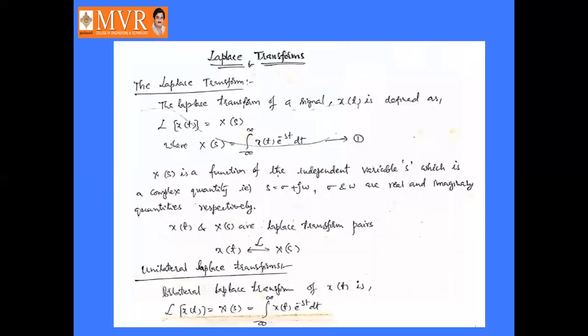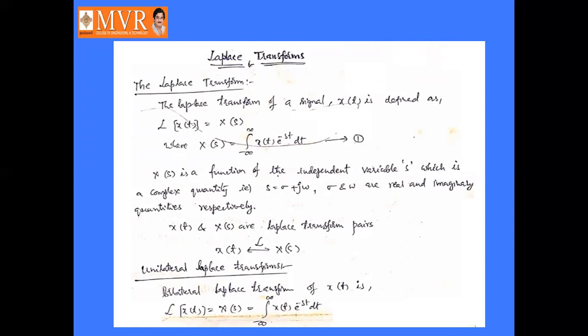So, how is the Laplace transform defined? Mathematically, x of t is the given signal. The Laplace transform of x of t, that is X of s, is equal to the integral from minus infinity to infinity of x of t into e power minus st dt. Here s is a complex variable, a combination of a real and an imaginary quantity, sigma and omega. Sigma is the real quantity, omega is the imaginary quantity.